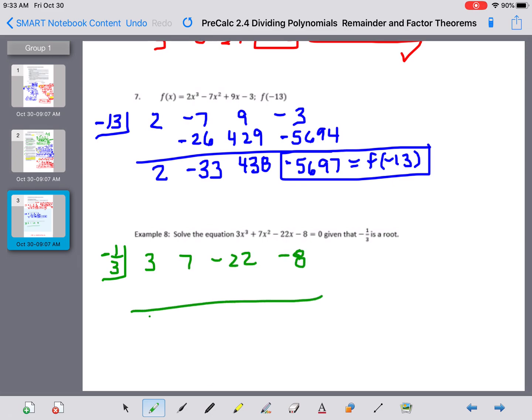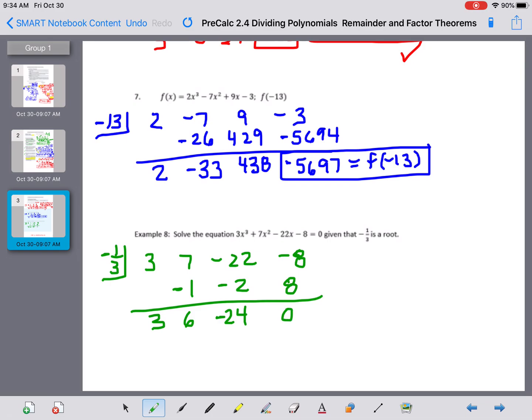Okay, 3 comes straight down. 3 times negative 1/3 is negative 1. 7 plus negative 1 is 6. 6 times negative 1/3 is negative 2. Negative 22 plus negative 2 makes negative 24. Negative 24 times negative 1/3, two negatives make a positive, and I get positive 8. And negative 8 plus 8 is 0.